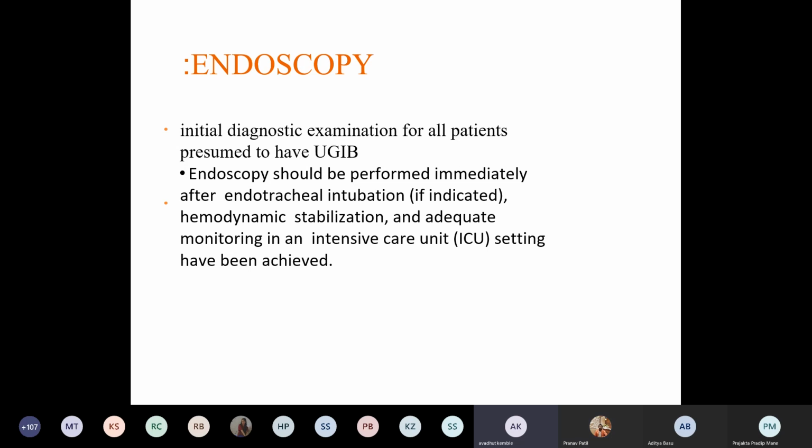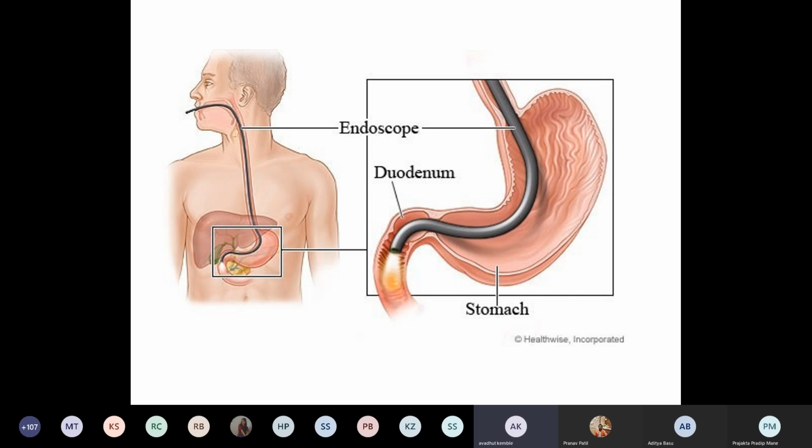Endoscopy should be performed immediately whenever needed in a patient with upper GI bleed. If the patient is having a massive bleed, then if needed, under endotracheal intubation, hemodynamic stabilization, and adequate monitoring, you go ahead with the endoscopy. With the endoscopy, we will come to know the exact cause of the upper GI bleed. This is one of the diagnostic tools for upper GI bleed.